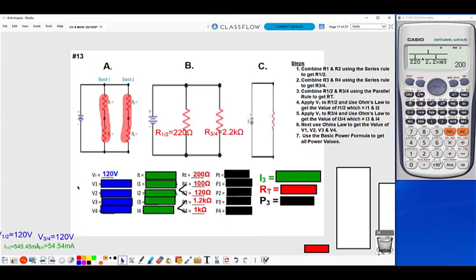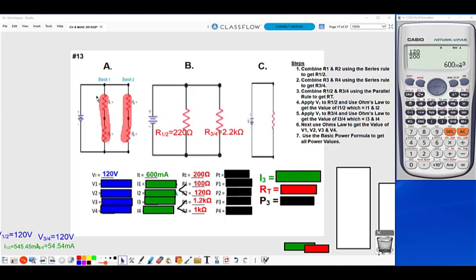Now anytime I can get 2 out of 3 going horizontally across here, if I can get 2 out of 3, I can solve for the third. I'm going to save power till last, so I can go ahead and solve for the IT. 120 divided by 200 ohms gives me, hit engineering, 600 milliamps. So I can fill in the 600 milliamps.